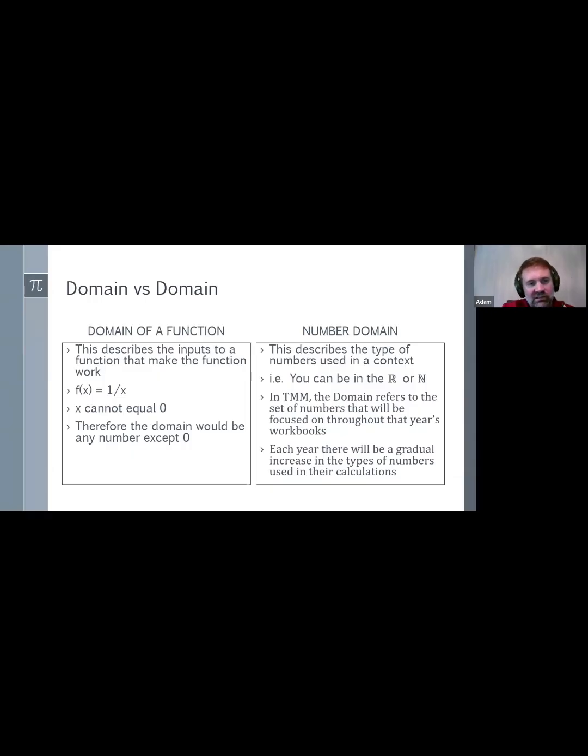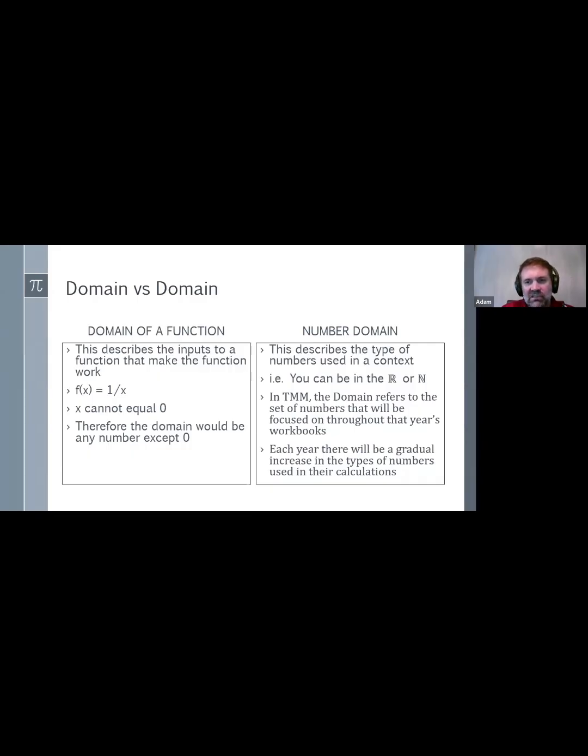There's my example here, 1 over x. Now in this case, x cannot be 0 because we know that you cannot divide by 0. So in this sense, when we look at that domain, it can be any number except 0. So that's the domain of a function. You'll see that throughout the workbooks, but we're not looking at that one here. We're looking at number domain, the various domains of numbers that are being classified.